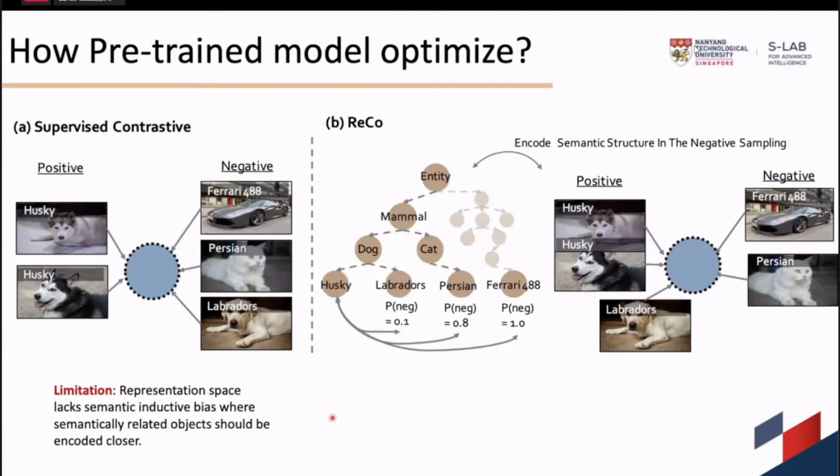Therefore, we propose RICO, which encodes semantic relationships in the negative sampling of supervised contrastive learning. Intuitively, instances with related semantic meaning should not be pushed away. Like this, even though these two classes are from different concepts, because they both belong to the semantic dog, they should be encoded close in the feature space. And the semantic structure is encoded in our taxonomy.